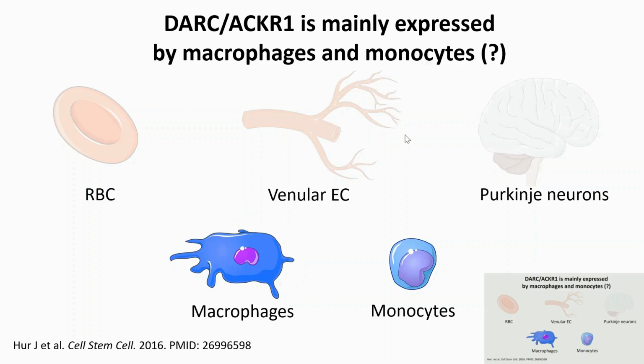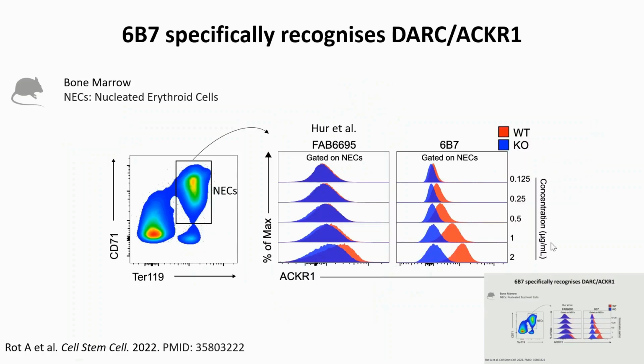So we decided to test the selectivity of these antibodies and compare them with the well-established, well-accepted antibodies that I just presented before. Our aim was also to re-examine the expression of ACKR1 in macrophages and monocytes. First, we focused on the mouse, and we assessed the antibody that targets the mouse ACKR1.